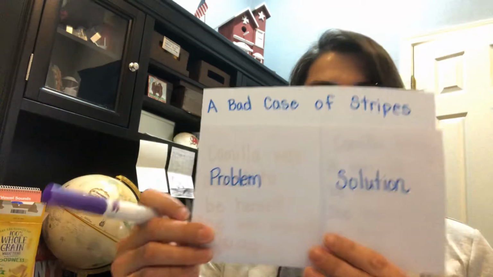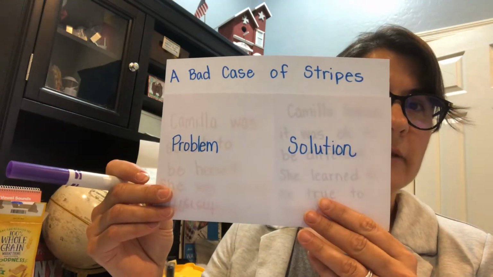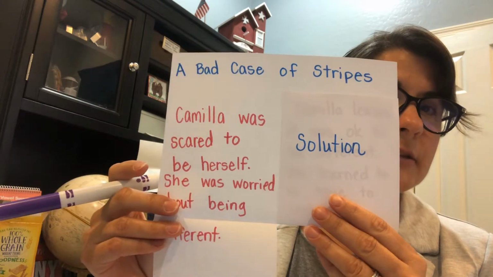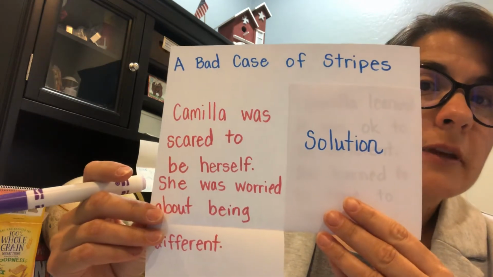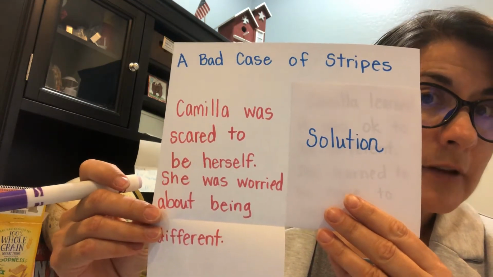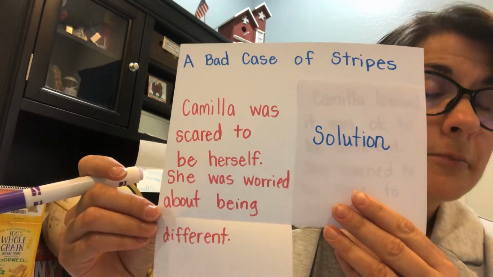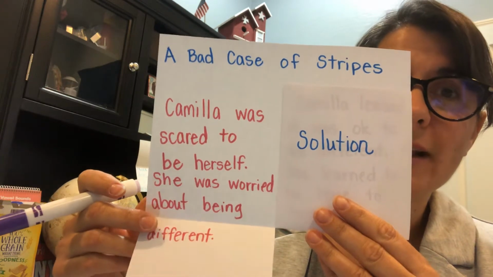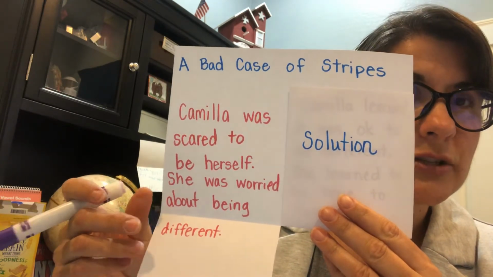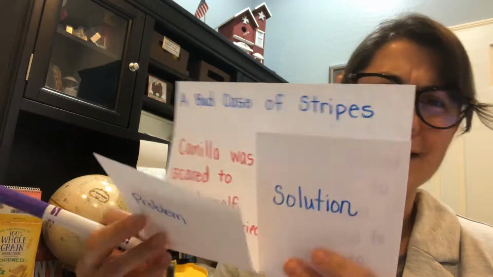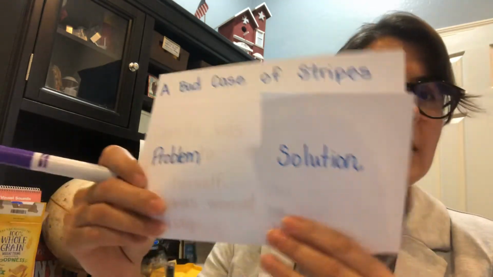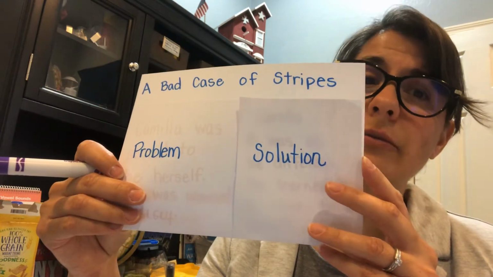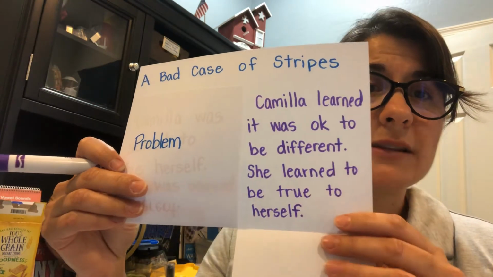So this is my finished copy right here, and you can see I fold it down, and here's my problem. Camilla was scared to be herself. She was worried about being different. That is the problem of the story, A Bad Case of Stripes. And because of that, she changes a lot in not good ways. What is the solution? How is the problem fixed? Poor Camilla, she has to go through a lot. But how is it fixed?